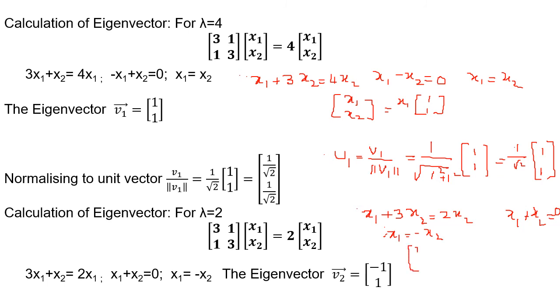So I have (x1, x2) equal to, if I write this as x1, then it is (1, minus 1). If I take this as x2, then it is (minus 1, 1). Any one vector can be considered, and this is going to be my eigenvector corresponding to lambda equal to 2.